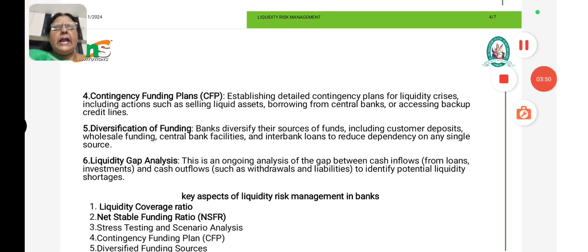Liquidity gap analysis. This is an ongoing analysis of the gap between cash inflows and cash outflows, from loans to investments, such as withdrawals and liabilities, to identify potential liquidity shortages, that is the incoming of cash and the outgoing of cash, that is the liquidity gap ratio. So all these things have to be done by the bank.